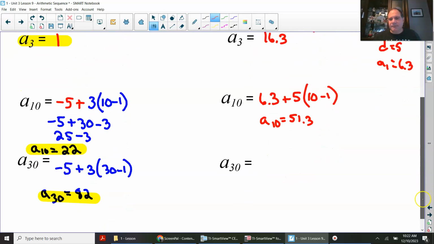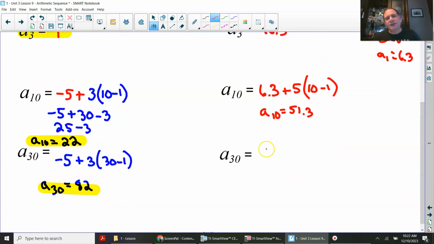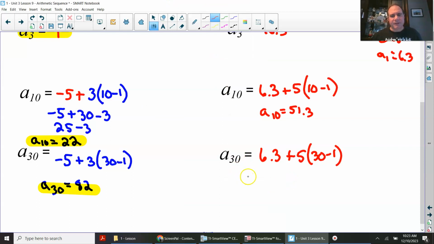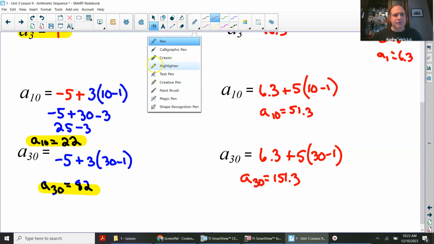A sub 30, and I said that I would let you guys do this, but a sub 30, the first term is 6.3. The common difference is 5. The term that you're looking for is 30. You subtract it by 1. You grab your calculator. You do 6.3 plus 5 times 30 minus 1, and you close parenthesis, and you get 151.3. So a sub 30 equals 151.3. And let me highlight those.